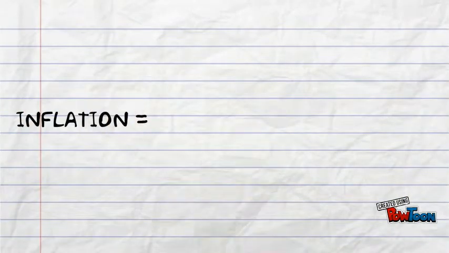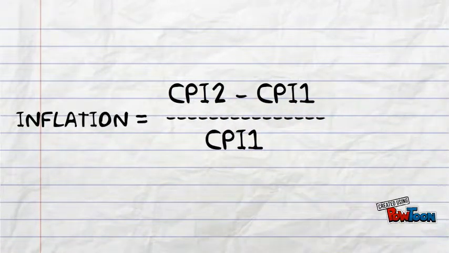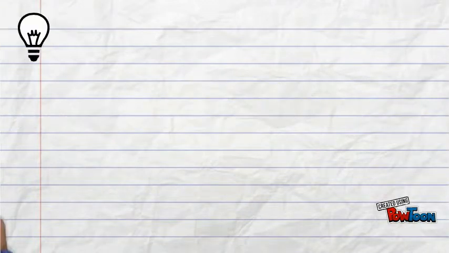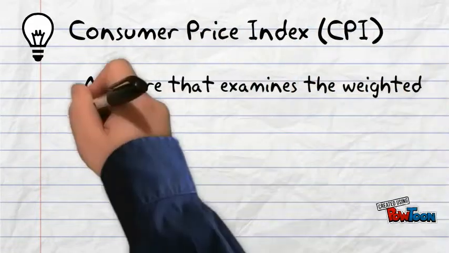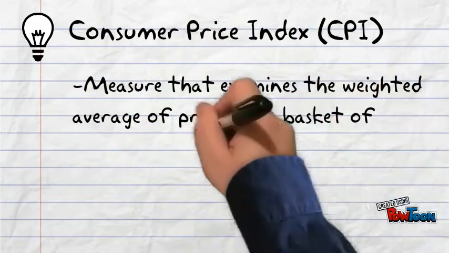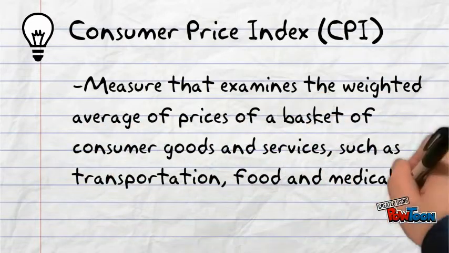Mathematically, it can be expressed as inflation is equivalent to consumer price index in month of current year less consumer price index in same month of previous year divided by consumer price index in same month of previous year times 100. Consumer price index is a measure that examines the weighted average of prices of a basket of consumer goods and services, such as transportation, food and medical care.